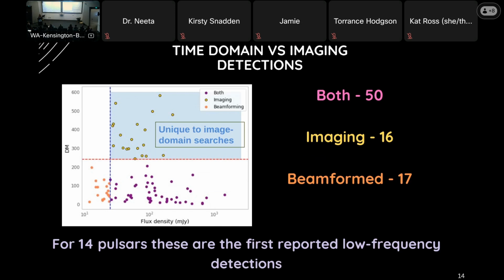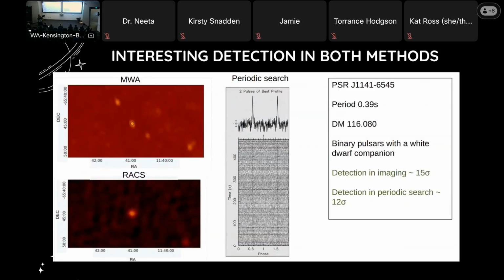On the other hand, we also have a lot of pulsars that are only detected in beamform searches in this pilot survey, and that's because they are completely below the detection threshold, or the sensitivity threshold, of the images that we are making. So this is one of the interesting pulsars that were detected in both. It's a binary pulsar with a white dwarf companion, and it was detected in both imaging and periodic searches with comparable significance, which is a tick mark for our pipeline and for our analysis.